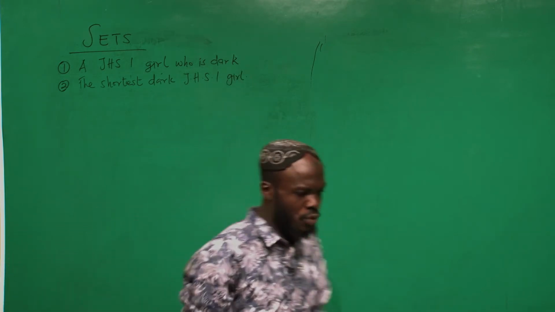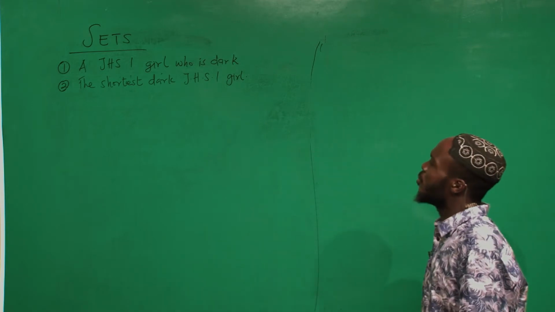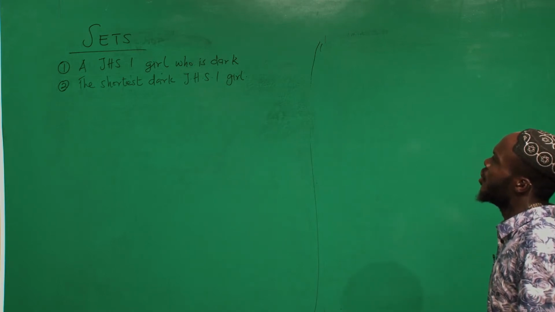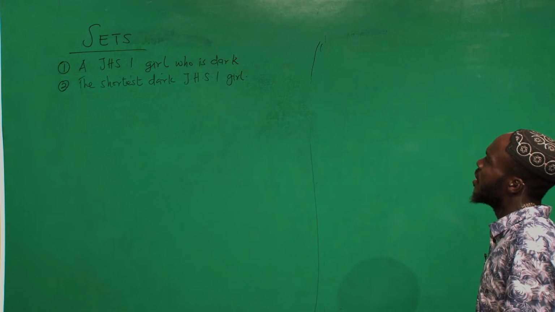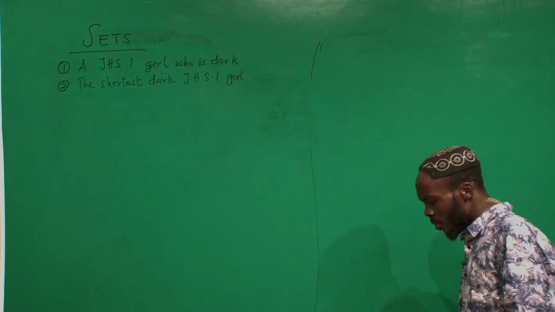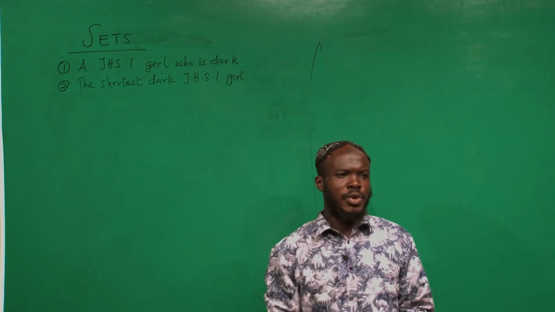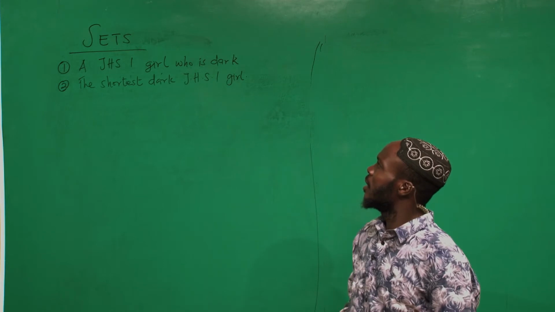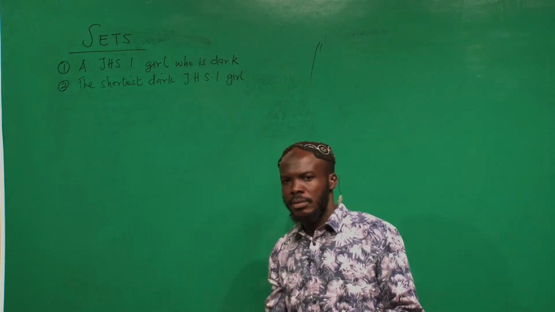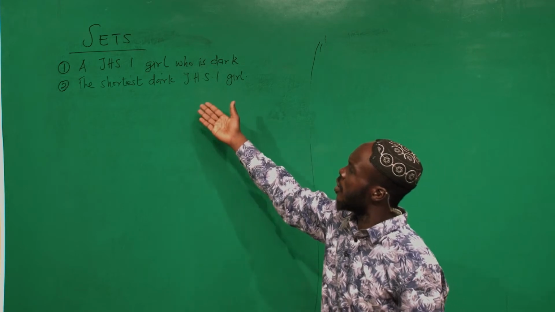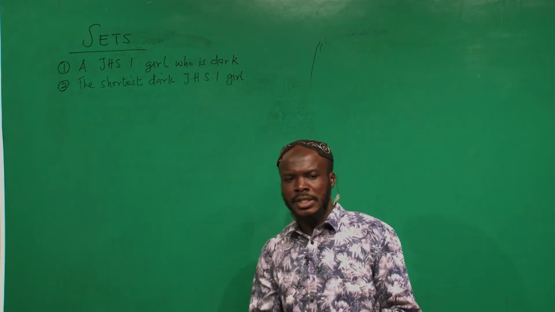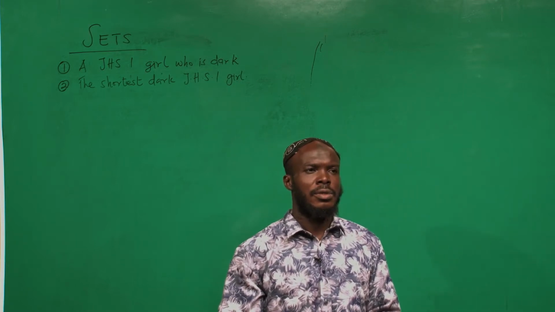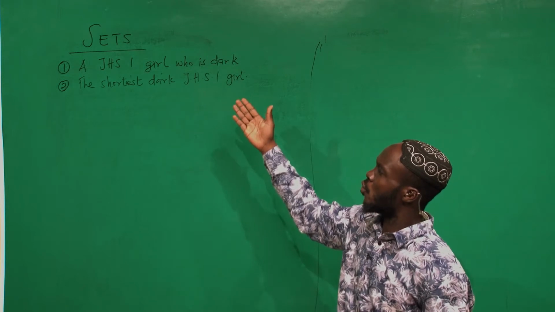Okay, let's take these two examples or two writings on the board. Number one is a JHS 1 girl who is dark. Number two, the shortest dark JHS 1 girl. Now, let's say you've been asked to go to the JHS 1 class of a school and bring a dark girl. The next one says go to the JHS 1 class and bring the shortest dark girl. Which one do you think will be easier? Is it 1 or 2?